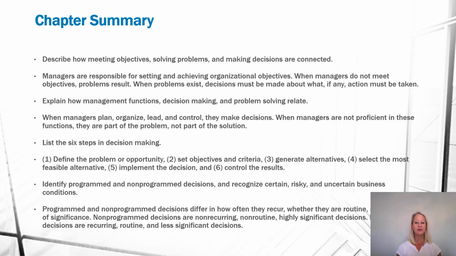Explain how management functions, decision-making, and problem-solving relate. When managers plan, organize, lead, and control, they make decisions. When they are not proficient in these functions, they are part of the problem, not part of the solution. You should be able to list the 6 steps in decision making. So define the problem or opportunity, set your objectives and criteria, generate your alternatives, select the most feasible alternative, implement your decision, and control the results.